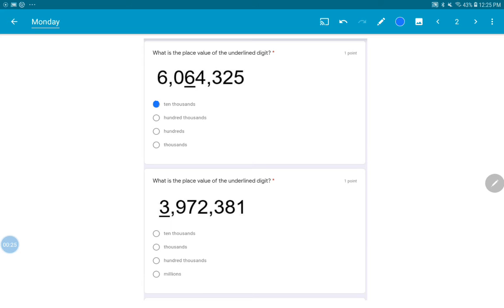What's the place value of the underlined 3 in the number 3,972,381, DJ? Millions. Very good.